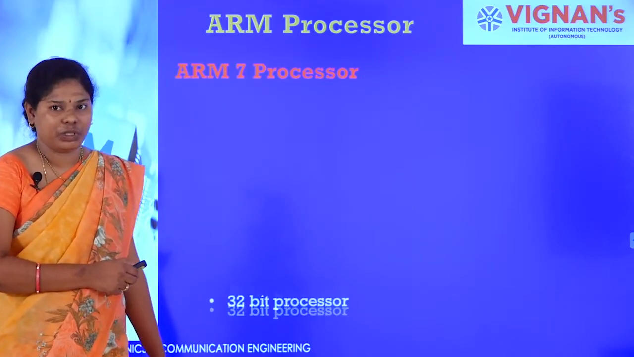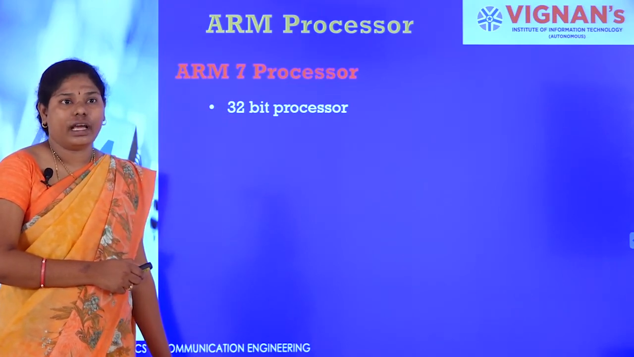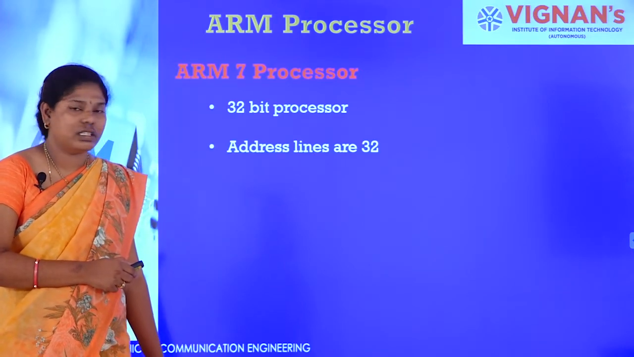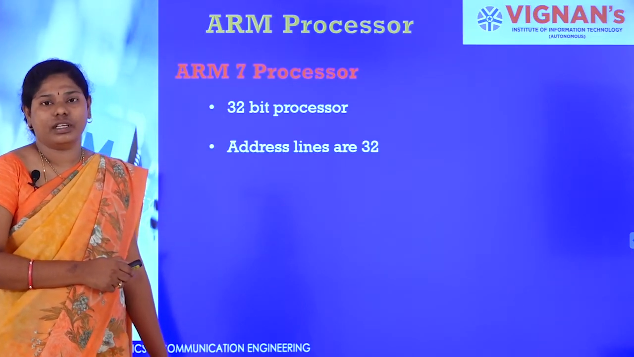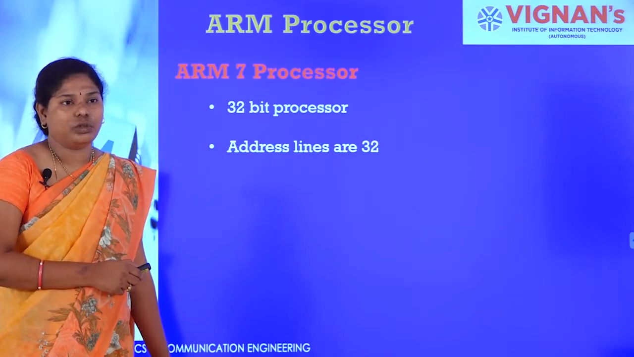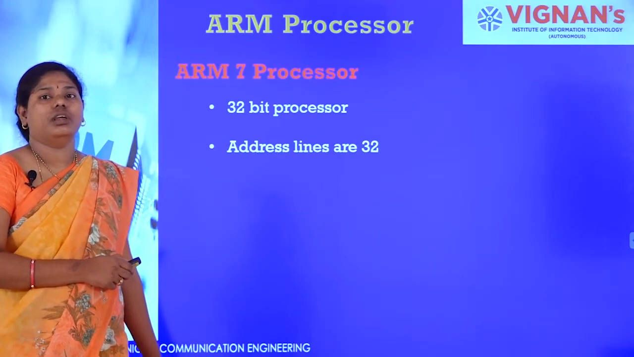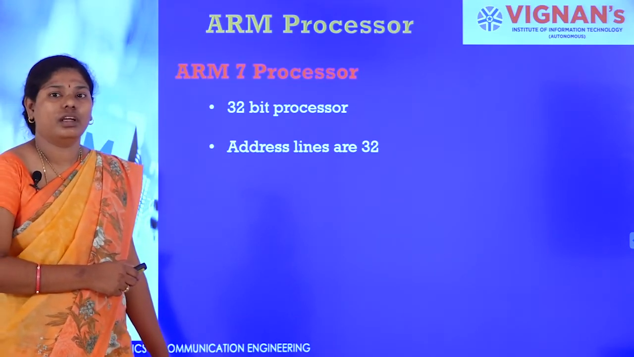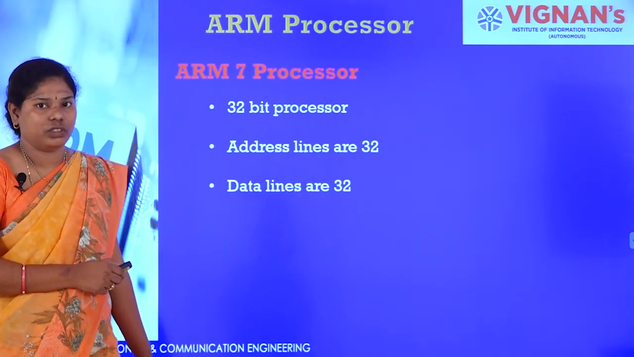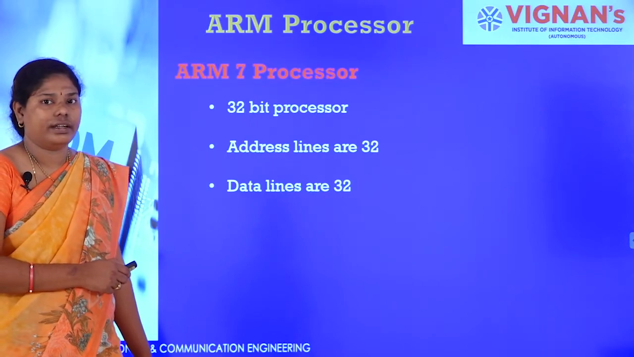It is a 32-bit processor, that is, the ALU can process 32 bits of data at a time. It has 32-bit address lines, that is, it can interface 4 GB. 4 GB means it has 32 address lines, that is 2 power 32, so 4 GB of memory locations can be interfaced. Next, the data bus is also 32 lines. It can access 32 bits of data at a time.